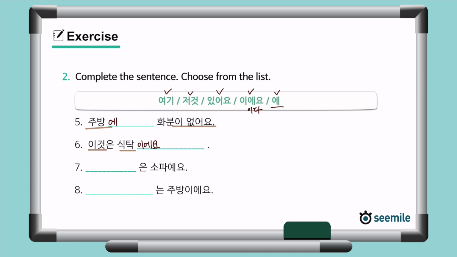Number 7. 소파 is an object. So you should say 저것은 소파예요. That is a sofa. Number 8. 주방 is a type of space. So 여기 is proper to be used. 여기는 주방이에요. This is the kitchen.